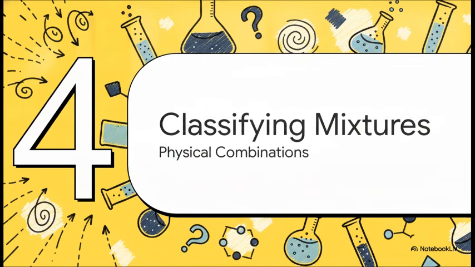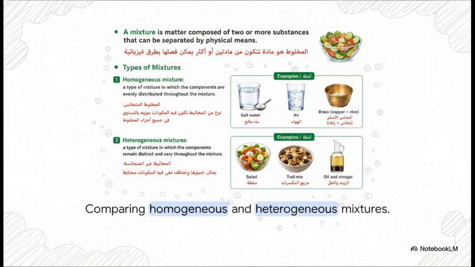Classifying mixtures, physical combinations. So what happens when substances are combined physically, rather than being chemically bonded? You get a mixture, or makhlut. This is matter composed of 2 or more substances that can actually be separated by physical means. There are 2 main players here.